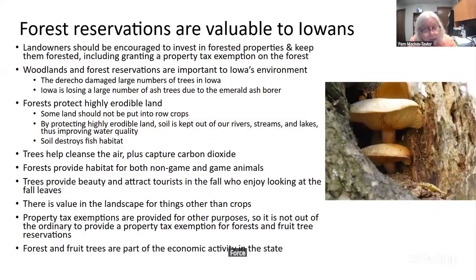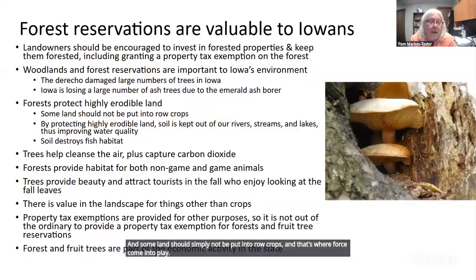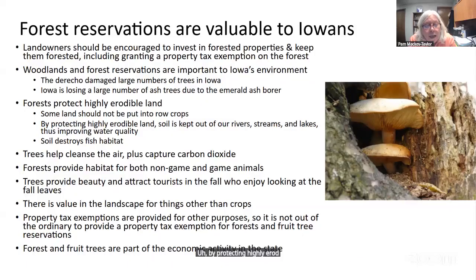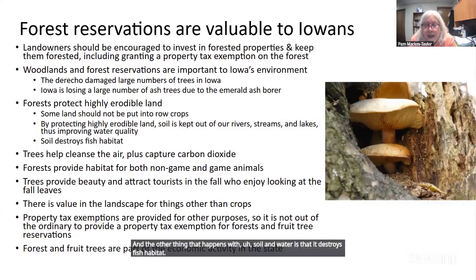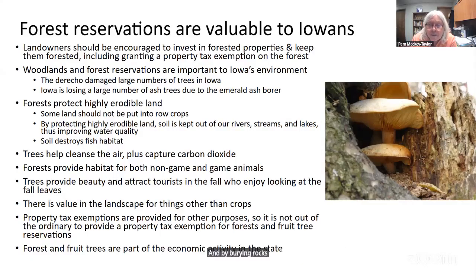Forests protect highly erodible land, and some land should simply not be put into row crops, and that's where forests come into play. By protecting highly erodible land, soil is kept out of our rivers and streams and lakes, and thus improves water quality. And the other thing that happens with soil and water is that it destroys fish habitat. And by burying rocks and pebbles, the fish habitat is destroyed.